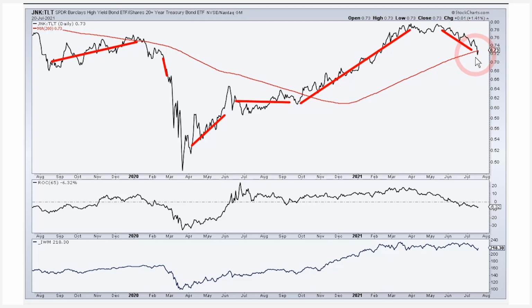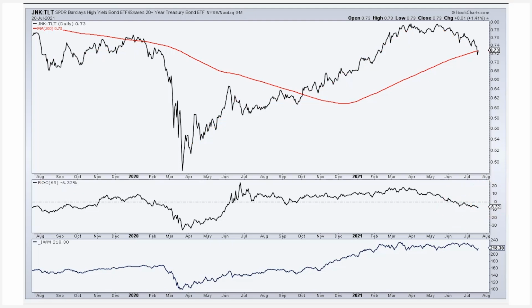And this ratio broke below its 200-day moving average for the first time since October. Now, in the lower indicator window, I've got the 65-period rate of change for this ratio, and it's at -6.3%. So you can see that junk bonds have been underperforming treasuries for over a month now, and that shows some risk aversion in the marketplace right now.